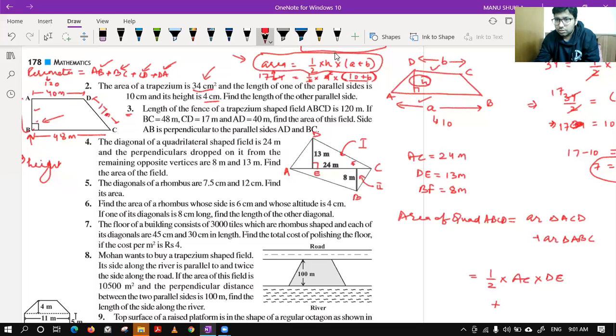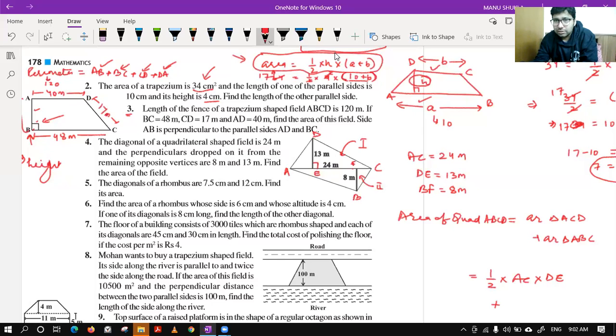Plus you have the lower triangle ABC. Tell me what is the base of lower triangle ABC? Is it AB? Is it BC? Or is it AC? Very good. Maximum of you are getting the same answer. So here also the base is AC. What is the reason?